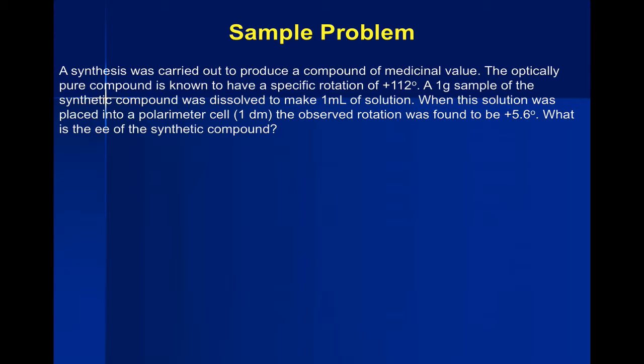Okay? So let's do one last sample problem. A synthesis was carried out to produce a compound of medicinal value. The optically pure compound is known to have a specific rotation of 112 degrees. A 1 gram sample of the synthetic compound was dissolved to make 1 milliliter of solution. When the solution was placed in the polarimeter tube, the observed rotation was found to be plus 5.6 degrees. What is the EE of the synthetic compound?